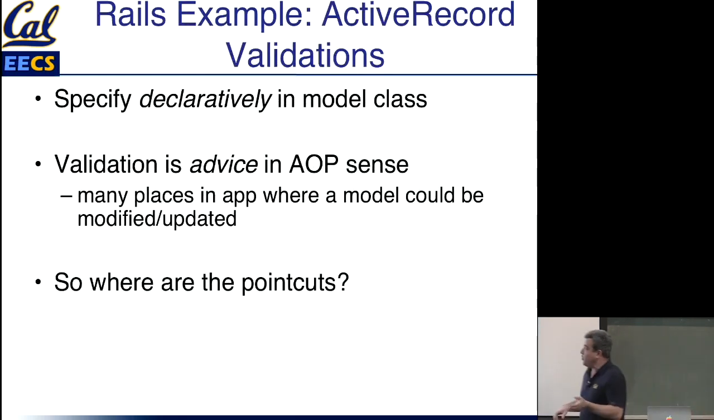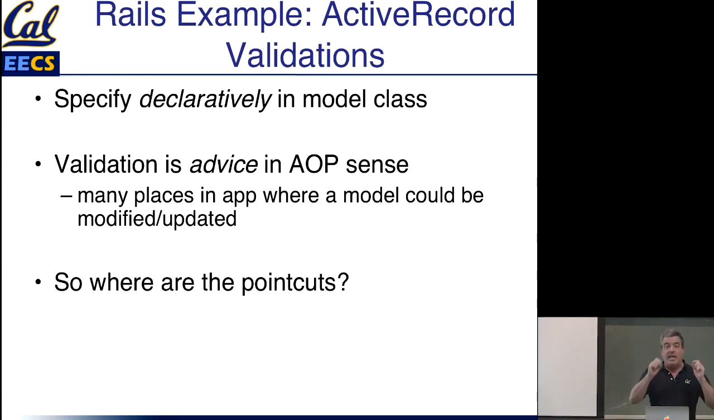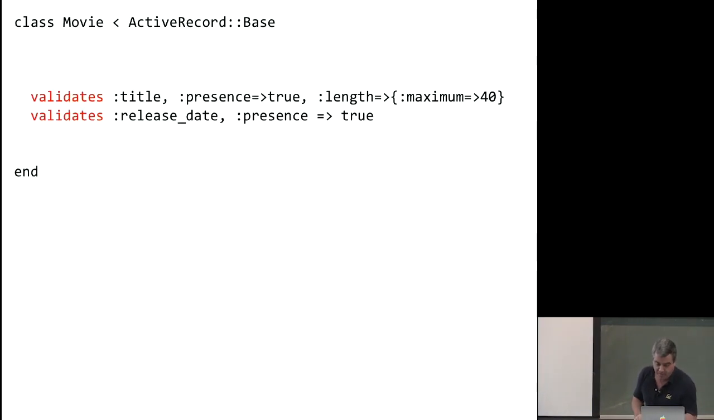So the first example that we'll look at are called validations. A validation, from the advice point of view, is a set of invariants that you would like to be true about any instance of a model that is going to get saved. So in our simple case here, what we would like to be true is the title is less than 40 characters. And then the question is, where do you define that advice? And where are the point cuts, the places where, even if you don't explicitly try to call the function, the advice is going to get applied? So here's how that looks.